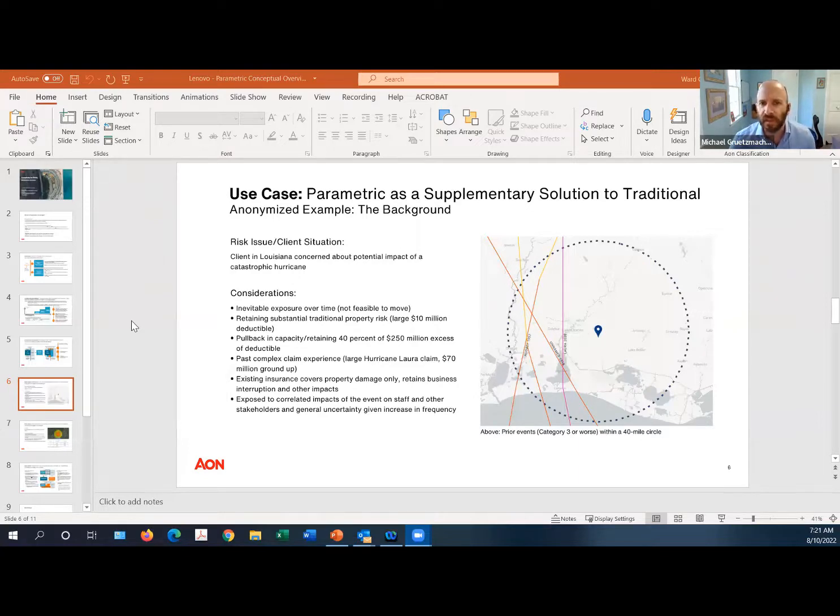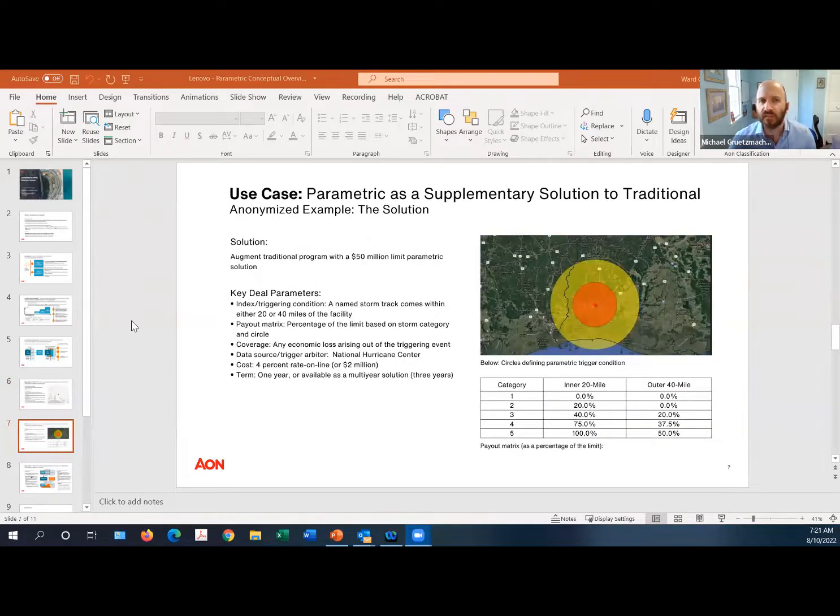And you can see on the next page what the result of that is, which is a very real world example. On this map, same location, we have two circles, a 20-mile circle and a 40-mile circle, and then you can see that table on the bottom right. That defines the payouts on the condition of really two things. Where did the storm track go? And what was the category level of the storm? So you can see different payouts, whether it goes through the 20-mile circle or the 40-mile circle, or the category level of the storm. So if it was a Cat 4, like Hurricane Laura, that went through the inner circle, you get a 75% payout.